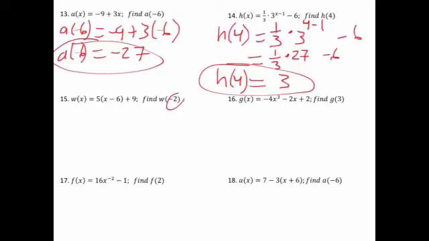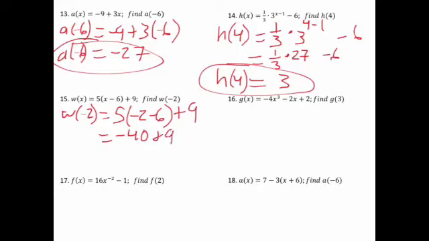Moving on to the next part, we got to plug in negative 2. So we got w of negative 2 is going to equal 5 times negative 2 minus 6. And then plus 9 on the end. That piece right there is negative 8 times the 5 is going to give me negative 40. I have to add the 9, so it's going to give me negative 31. It's going to be w of negative 2. So that one's there, good to go.